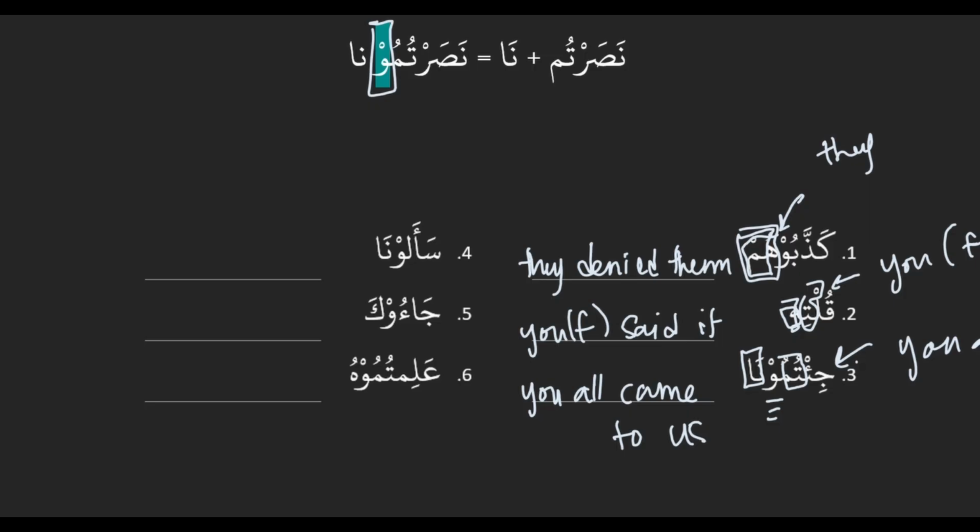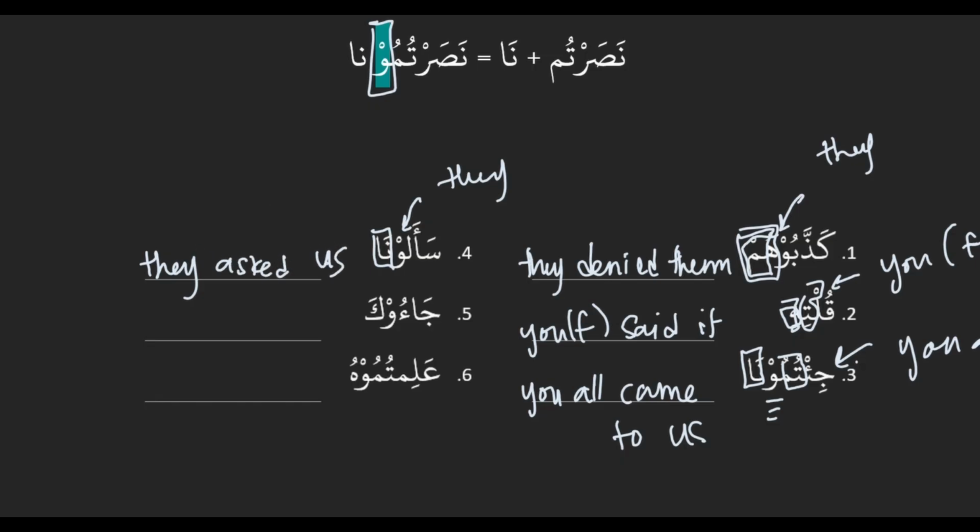Number 4. Sa'aluna. Na is an attached pronoun. Good. And then u tells us they. Right, u tells us they, but wasn't it waw alif? No, the alif gets dropped when you attach a pronoun. Good, the alif drops when you attach a pronoun, so the waw tells us that it's they. And then, how are we going to translate? Doer, action, receiver. U was they. They asked us. Good, they asked us.